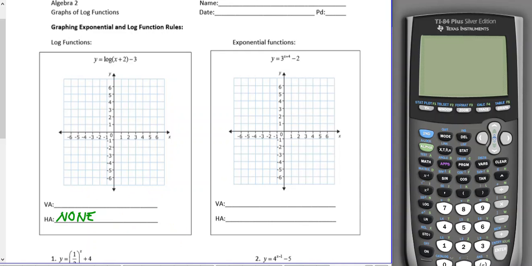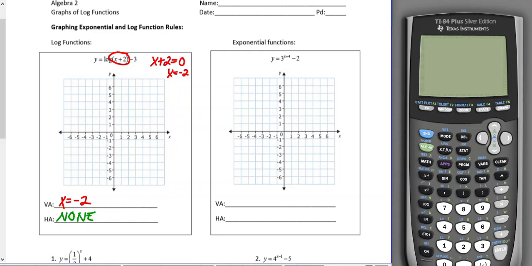They do have a vertical asymptote. And to find that, you just take whatever is inside the parentheses. In this case, it is x plus 2, and set it equal to 0. Then you solve, and you get x to equal negative 2. So my vertical asymptote is x equals negative 2. And yes, you need the x equals there.